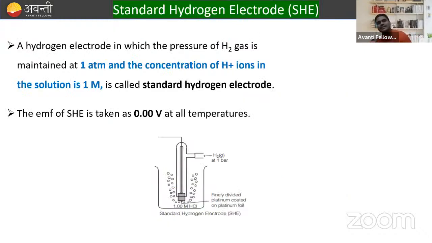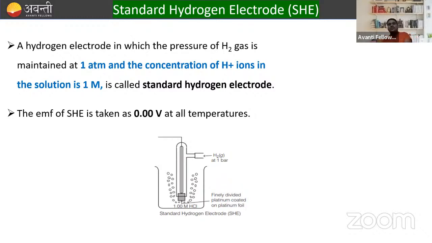The next one is the standard hydrogen electrode. A hydrogen electrode in which the pressure of H2 gas is maintained at 1 atm and the concentration of H plus ion in solution is 1 molar is called the standard hydrogen electrode. The EMF of SHE is taken as 0.0 volt at all temperatures, as we can show here. The H2 is supplied at 1 bar pressure, and at the bottom we have finely divided platinum coated on platinum foil. So this will produce a voltage.